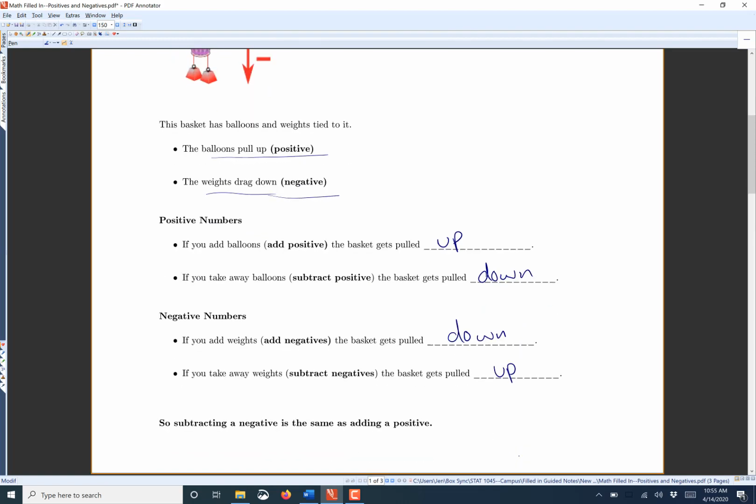Which leads us to one of our favorite math facts: subtracting a negative is the same as adding a positive. So if I have 6 minus, and when I write -3, I put it here in parentheses so I know that's a -3. Instead of 6 subtract a negative 3, I could say subtracting a negative is the same as adding a positive. So that's the same as 6 plus 3, or 9. When you take away those negatives, it's really the same as adding positives.